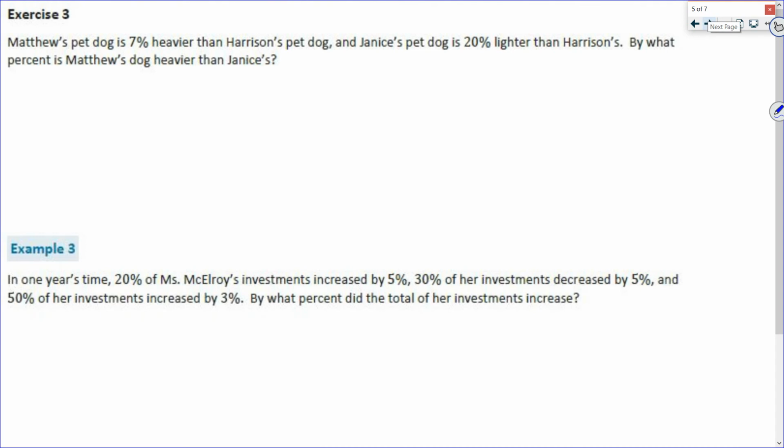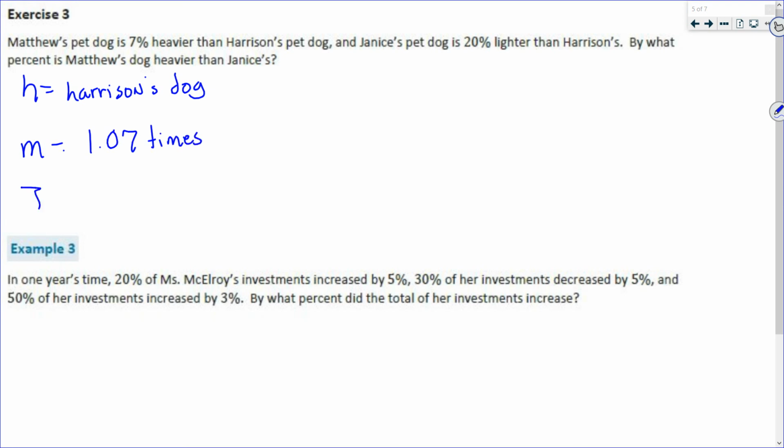All right, so Matthew's pet dog is 7% heavier than Harrison's pet dog, and Janice's pet dog is 20% lighter than Harrison's. By what percent is Matthew's dog heavier than Janice's? So let's have H represent Harrison's dog. Okay? So Matt's dog is 7% heavier, or it's 1.07 times heavier. And Janice's dog is 20% lighter than Harrison's, or 80% or 0.8 times bigger.